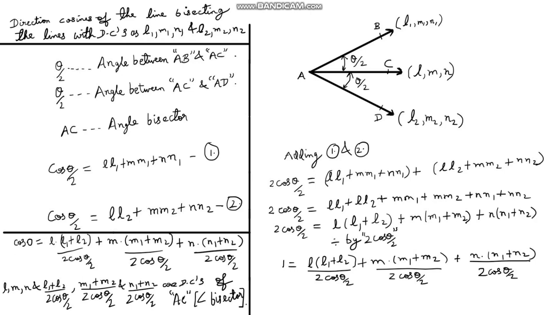Now, consider this angle AOB. The measurement of this angle is theta. Now, if I draw a line segment OC, which divides this angle AOB into two equal angles of theta by 2 and theta by 2, then OC will be the angle bisector.